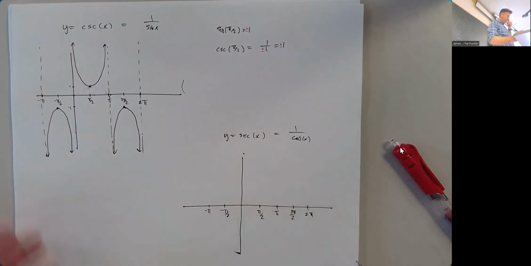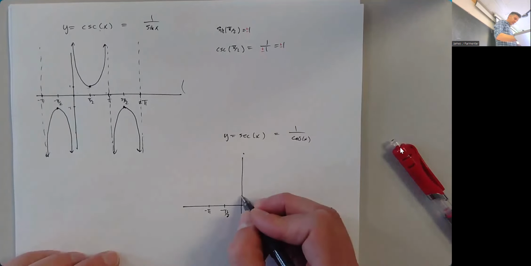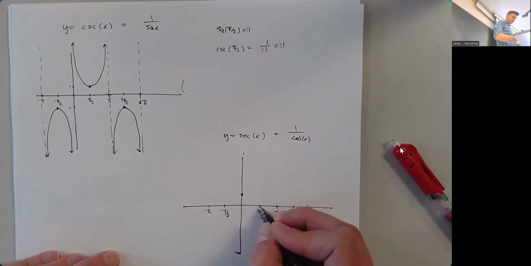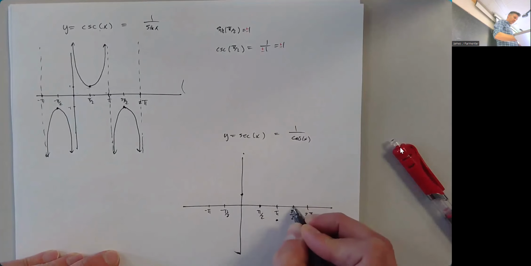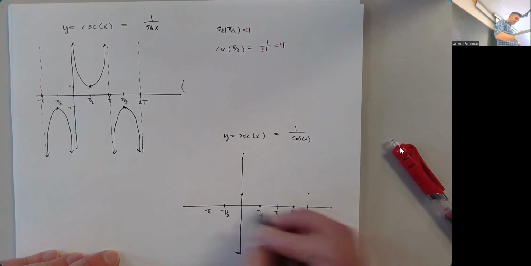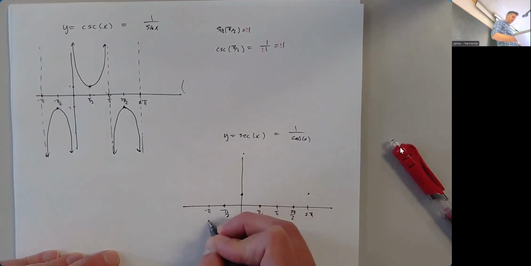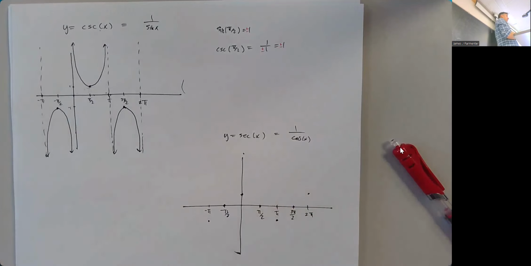Okay, so for cosine, same deal. I'm just going to graph my usual cosine, but I was just thinking about what my cosine graph looked like. So I know that cosine of 0 is 1. Cosine of pi over 2 is 0. Cosine of pi is negative 1. 3 pi over 2 is 0, 2 pi is 1. And then 0, negative 1. And the same idea holds.